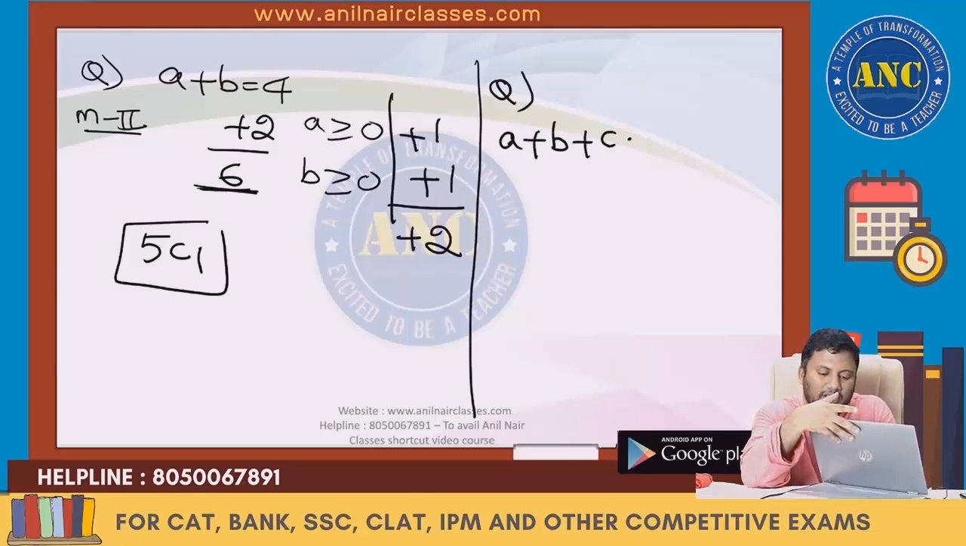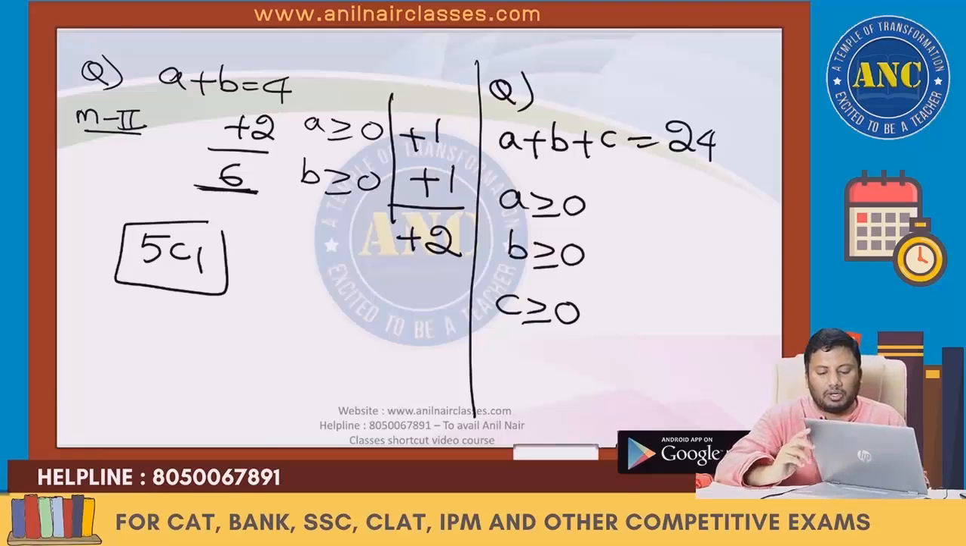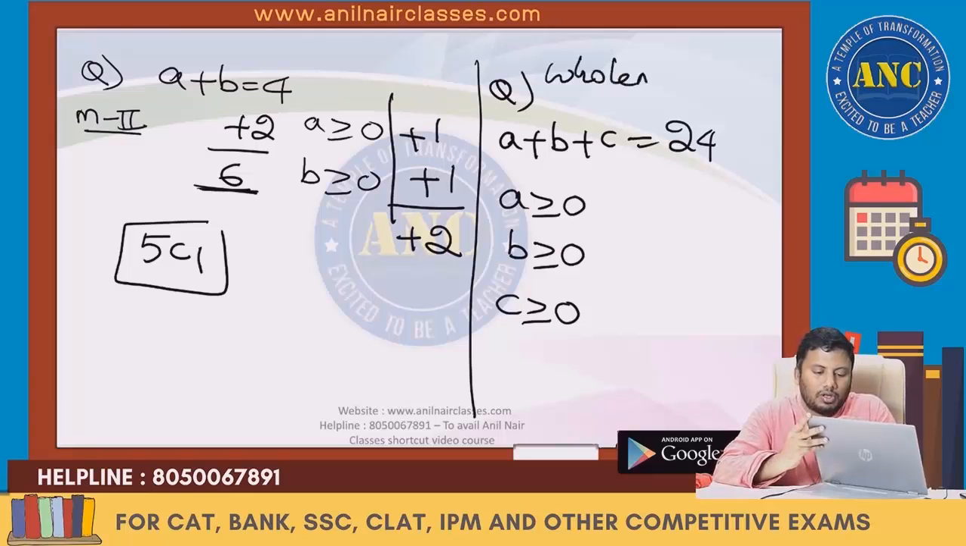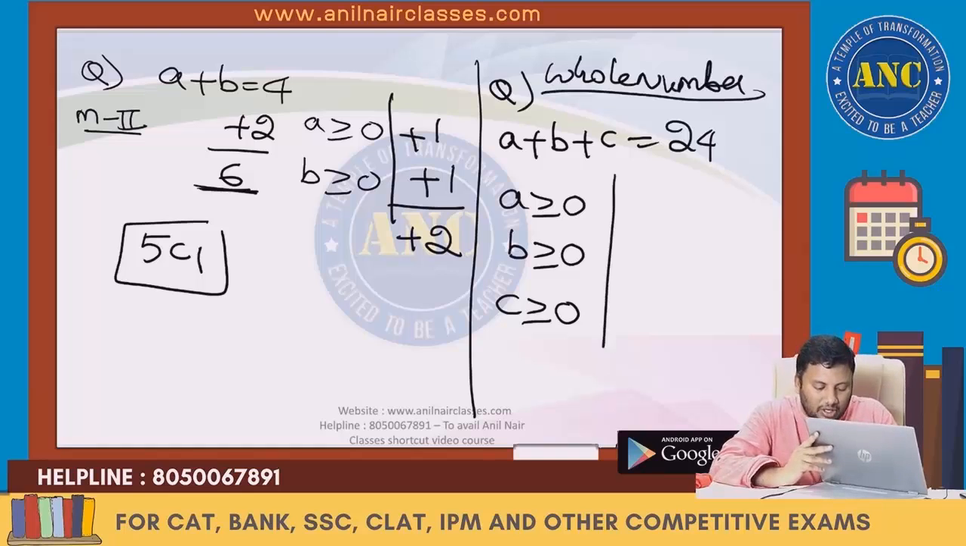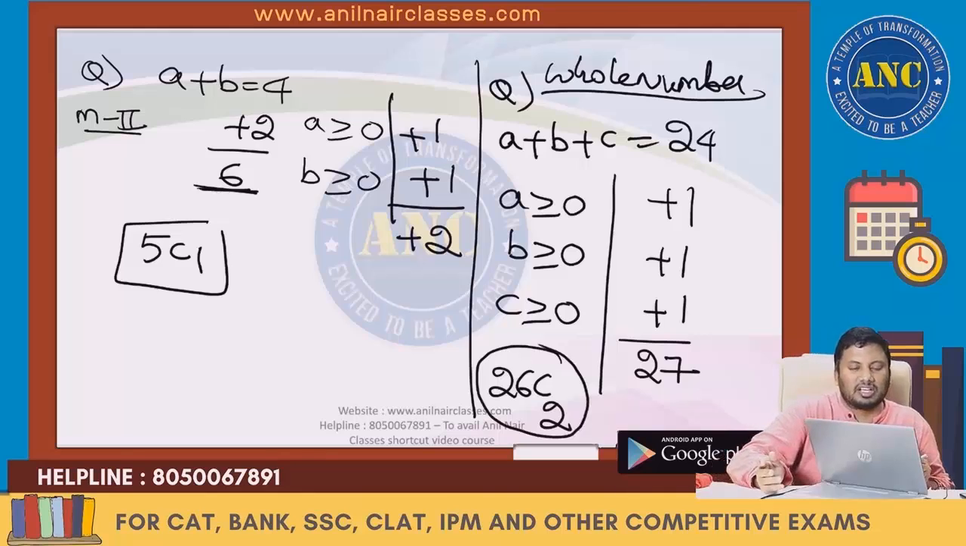A plus B plus C equals 24. A greater than or equal to 0, B greater than or equal to 0, C greater than or equal to 0. If I want whole number solutions, whole number means it starts from 0, but we know how to solve it when they start with 1. Add 1, 1, 1. 24 plus 3, 27. Answer is 26C2.